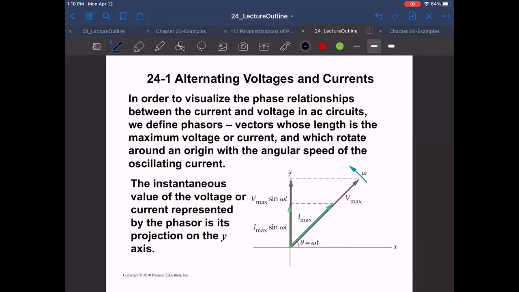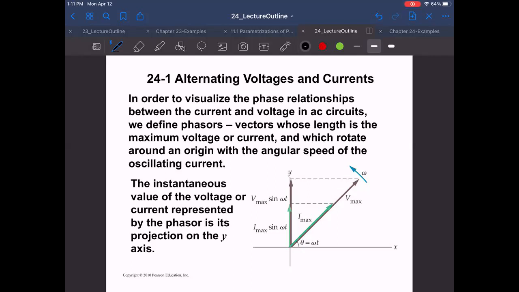Essentially the idea is we simply have a vector that has a length equal to the maximum voltage or the maximum current, and it rotates around in a counterclockwise direction with an angular speed of omega, our angular frequency omega. At any moment, we take the projection of that vector onto the y-axis, and that will tell us the amount of voltage or current at that single time. It's just a projection. That's that sine of omega t. It's that component of it, right?